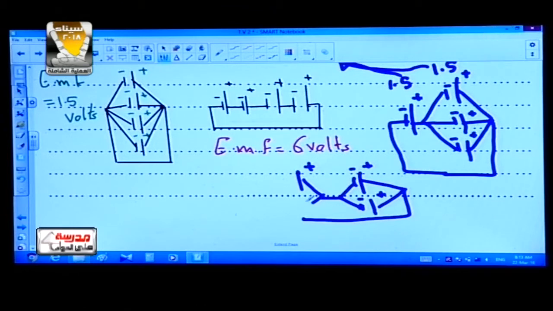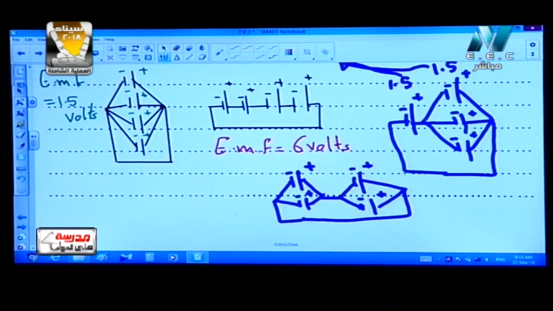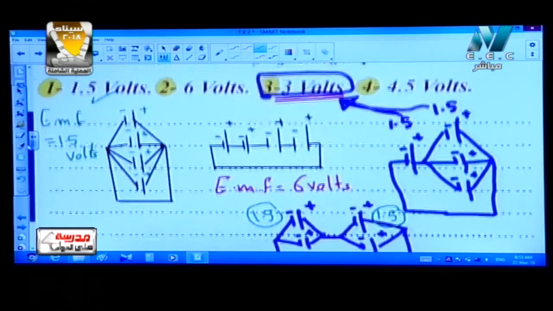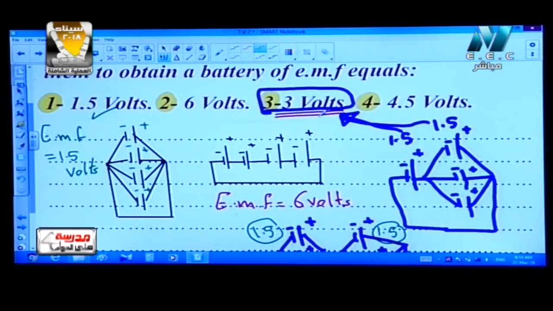Positive with positive, negative with negative. So we can obtain 3 volts. Why? Because on the right side we have 1.5 volts and on the left side we have 1.5 volts. So the total in this case equals 3 volts. So we answer 3 volts in two ways: the first, as you see, in this place, and the second case in this place.